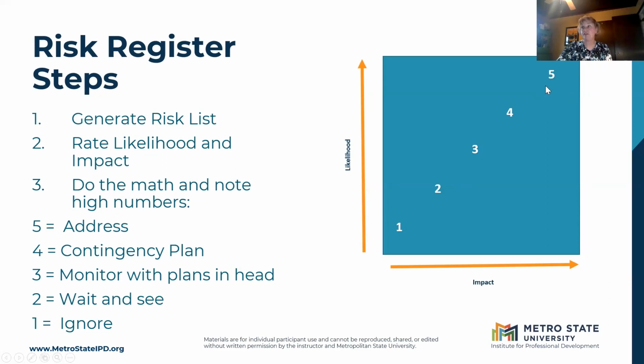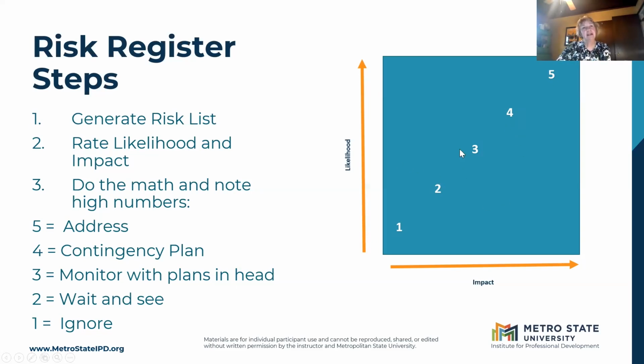If I had a 5 on my risk plan, I would probably be taking action sooner rather than later. 4, it's pretty likely it's going to happen, and it's quite likely it's going to have an impact. If I didn't have a lot of 5s, then I might also be taking action on my 4s, but I would for sure have some written contingency plans ready to go for my 4s.